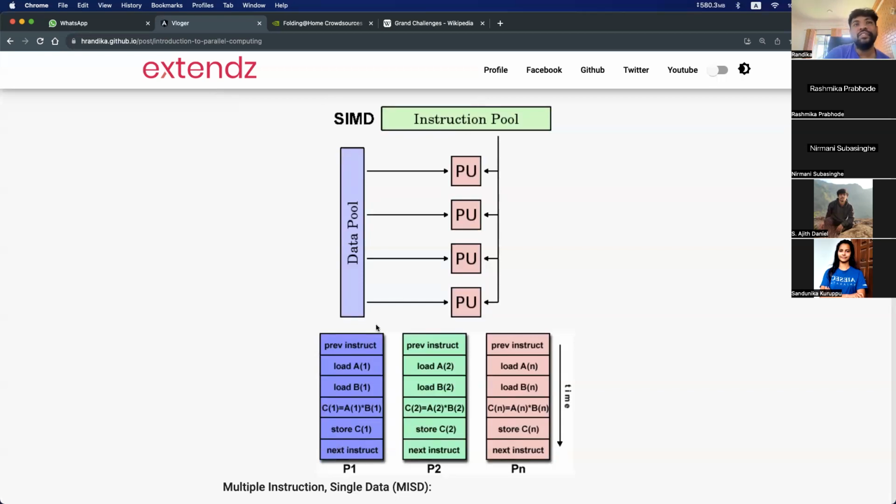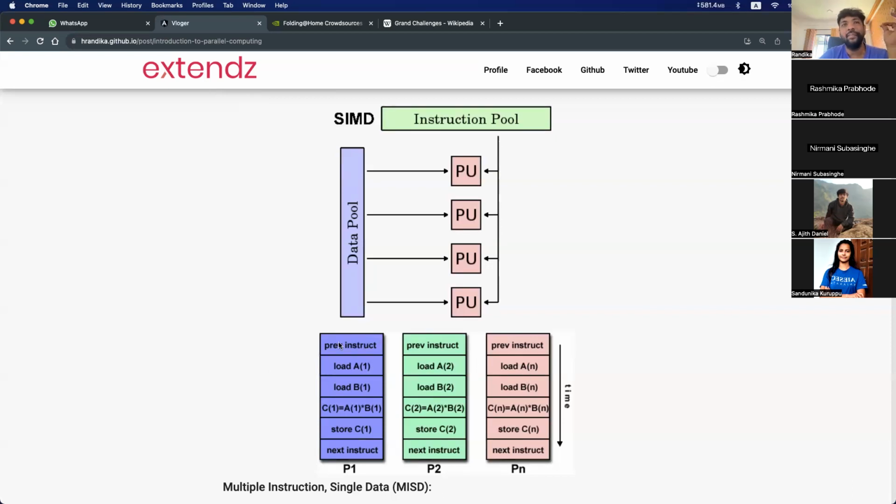Okay. Look at the instruction. Preview, instruct, preview, instruct, preview, instruct. So the instruction is, at a given time, at a clock cycle, all the instructions are the same. Okay. And you guys can see the instruction for the second cycle is also the same. Load A, load A, load A.